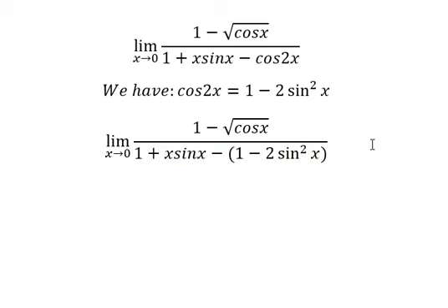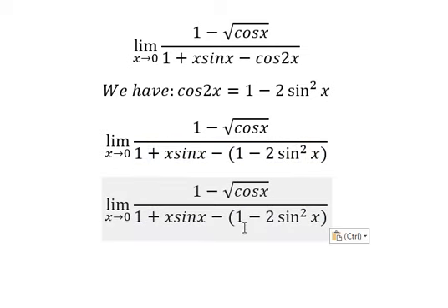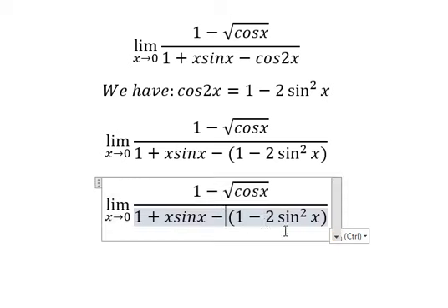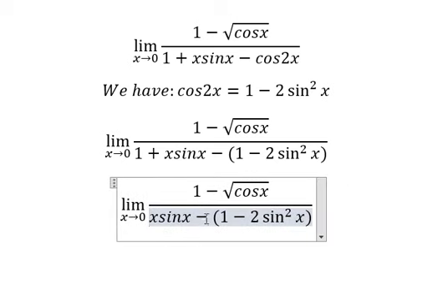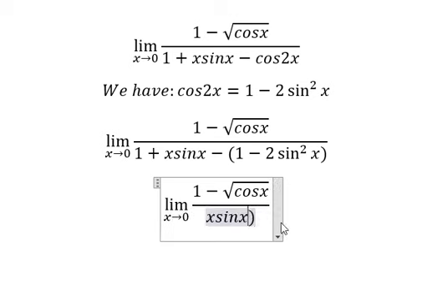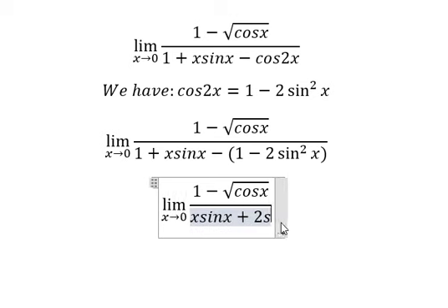Next, 1 minus 1, we cancel negative and negative, we have positive. And now we have positive 2 sine squared x.